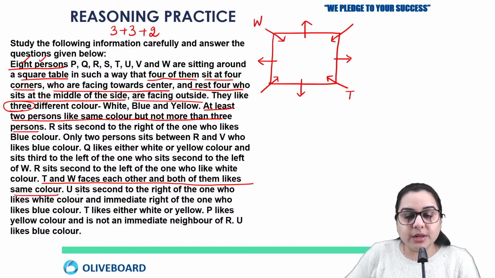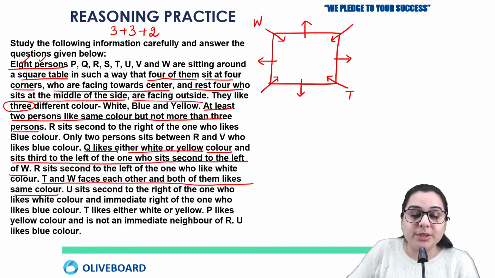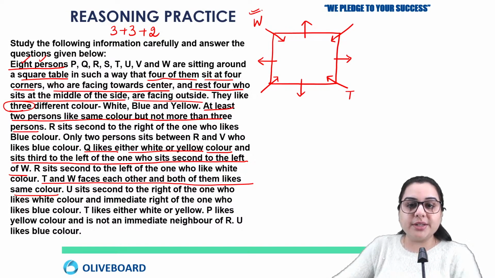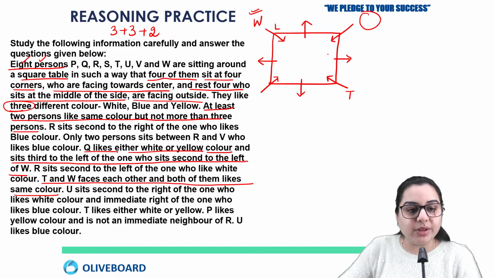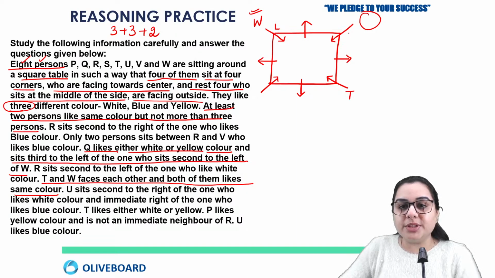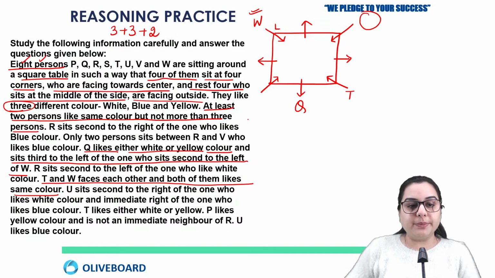Okay, so now what other line could be used? Here we see this: Q likes either white or yellow, and sits third to the left of the one who sits second to the left of W. Okay, so W we have. So let us start from W. First you have to move second to the left of W. So this is the left of W. Second to the left of W means this position. And then we have to move third to the left. From this position, third to the left. So here I should be writing Q.